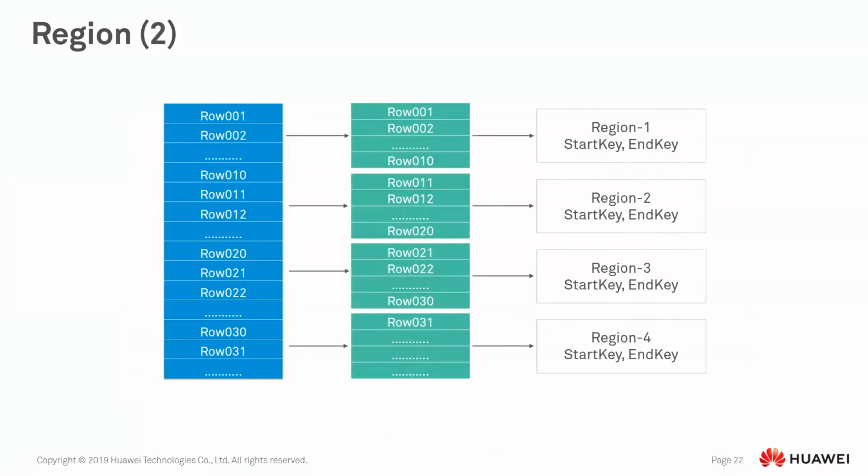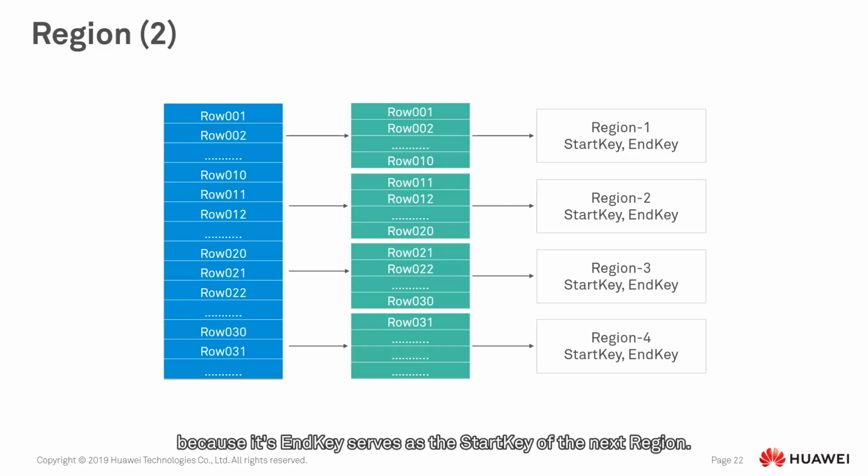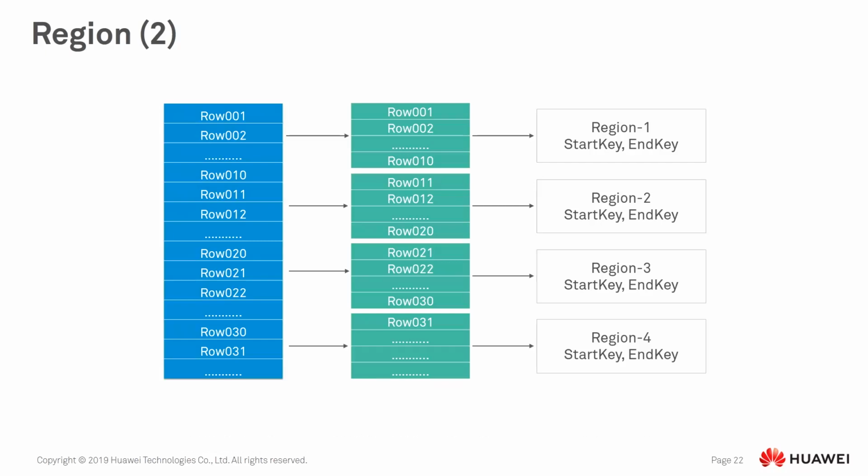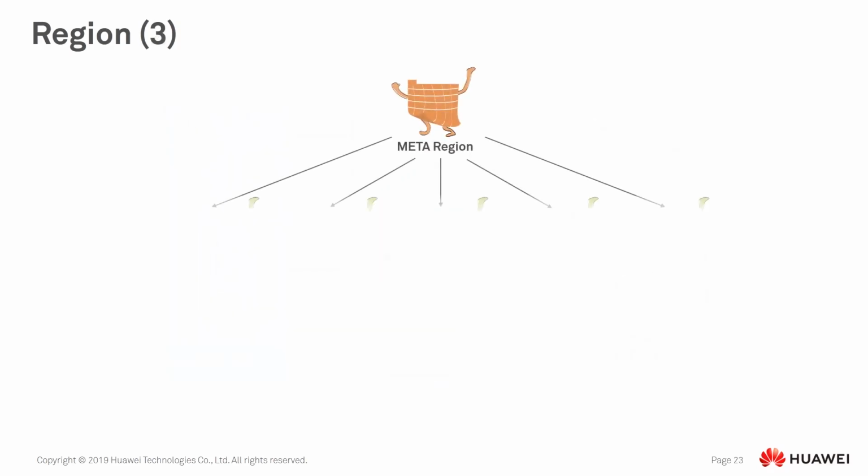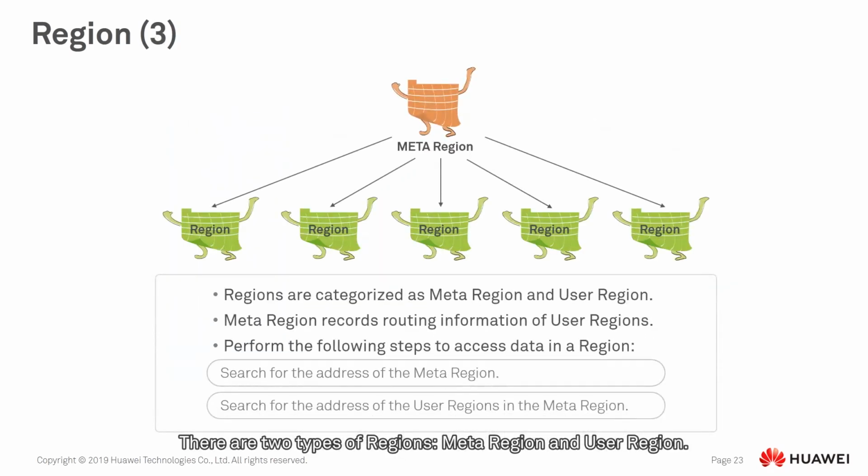For example like this, region 1 has the start key row 001 and end key row 010. Each region only needs to record a start key because its end key serves as the start key of the next region. There are two types of regions, meta region and user region. Meta region records the routing information of every user region. The address of meta region is stored in the root table in Zookeeper, and the address of user region is stored in the meta table.